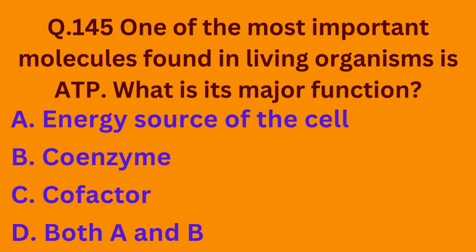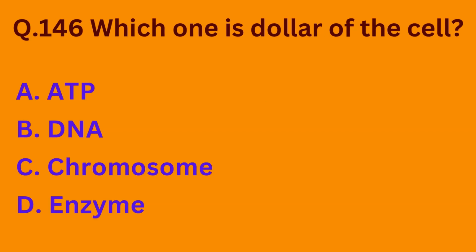Question number 145. One of the most important molecules found in living organisms is ATP. What is its major function? Option A energy source of the cell, option B coenzyme, option C cofactor, option D both A and B. We discussed it earlier. Correct option is option A. It is basically the energy source of the cell. Question number 146. Which one is dollar of the cell? Option A ATP, option B DNA, option C chromosome, option D enzyme. The correct option is option A ATP.